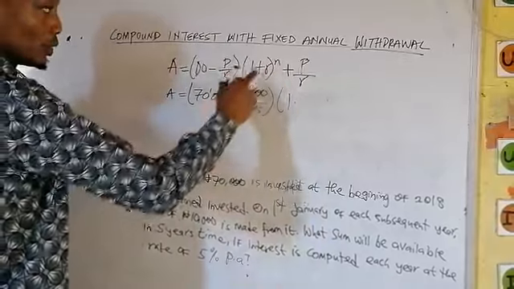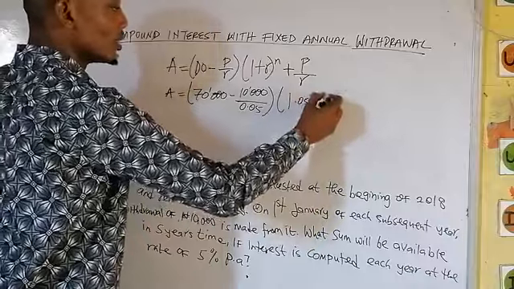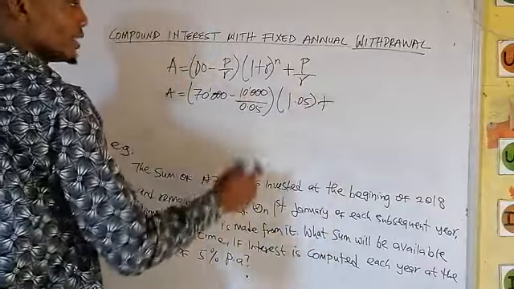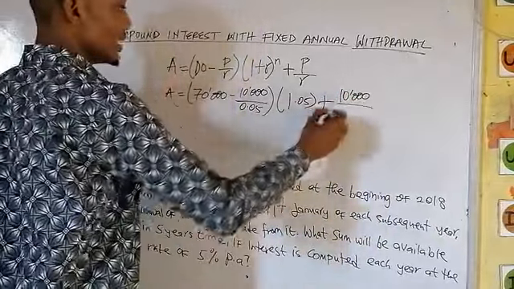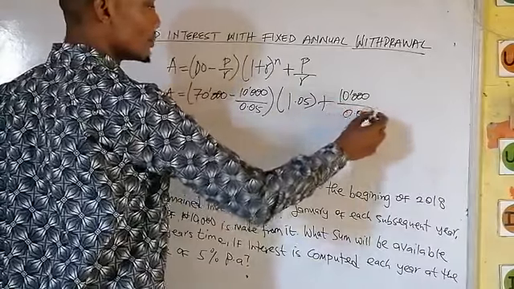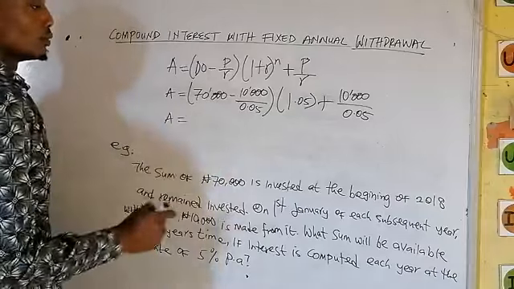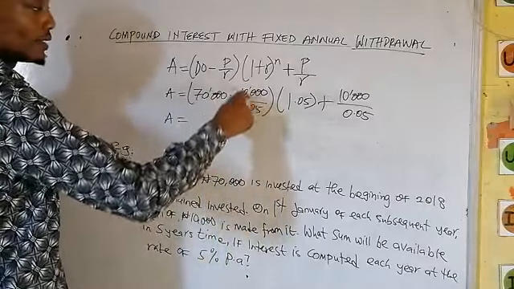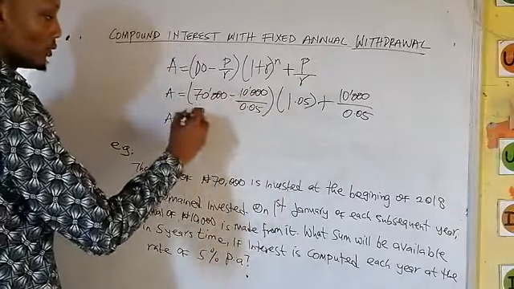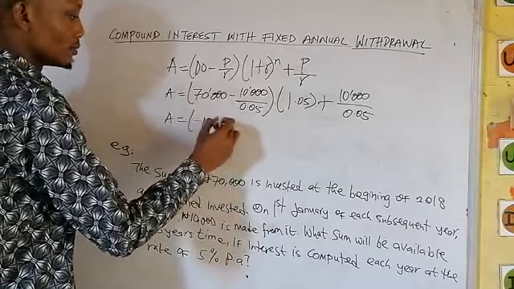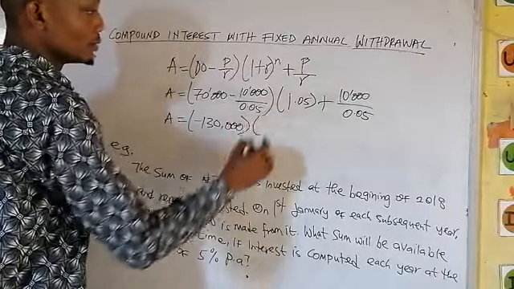Open another bracket: 1 plus R. Our R is 5%, so that is 1.05. Plus P over R. What is our P? The fixed annual withdrawal, 10,000, divided by 0.05, which gives us 200,000. So 70,000 minus 200,000 gives us minus 130,000.